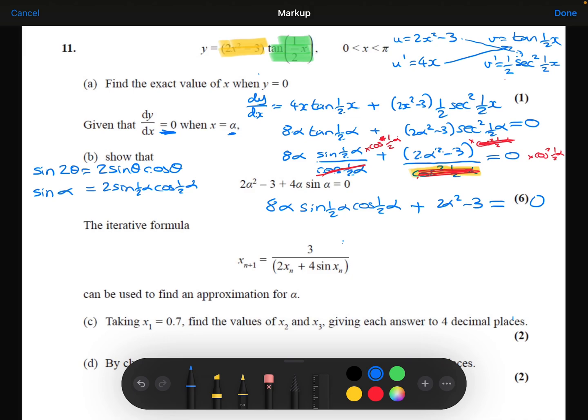So bearing that in mind, let me rewrite that 8 as being 4 times 2, because then I've got this 2 sine half alpha cos half alpha, which can be replaced with sine alpha. So that first term will become 4 alpha sine alpha plus the 2 alpha squared minus 3 equals 0. And we can see this is what I needed to show.